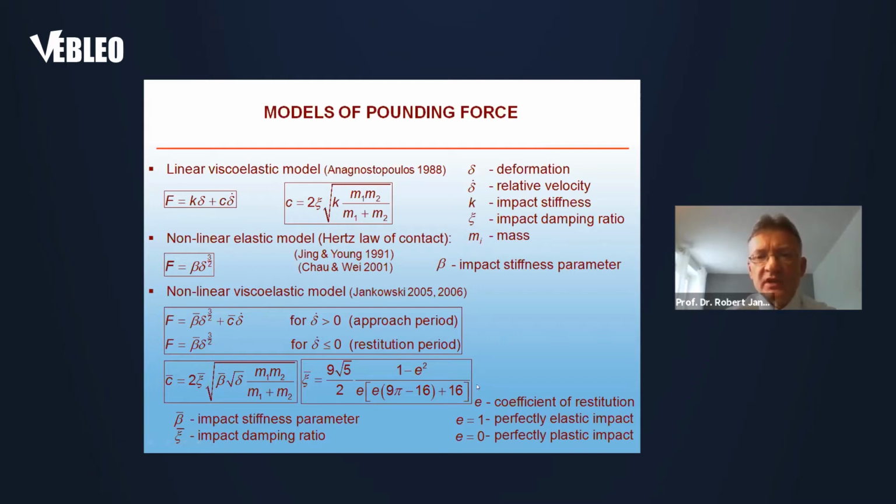In all of those models, the key parameter is the coefficient of restitution, denoted here as e. When e is equal to 1, it means that we deal with a perfectly elastic impact. In the case when e is equal to 0, it means that we have a perfectly plastic impact.